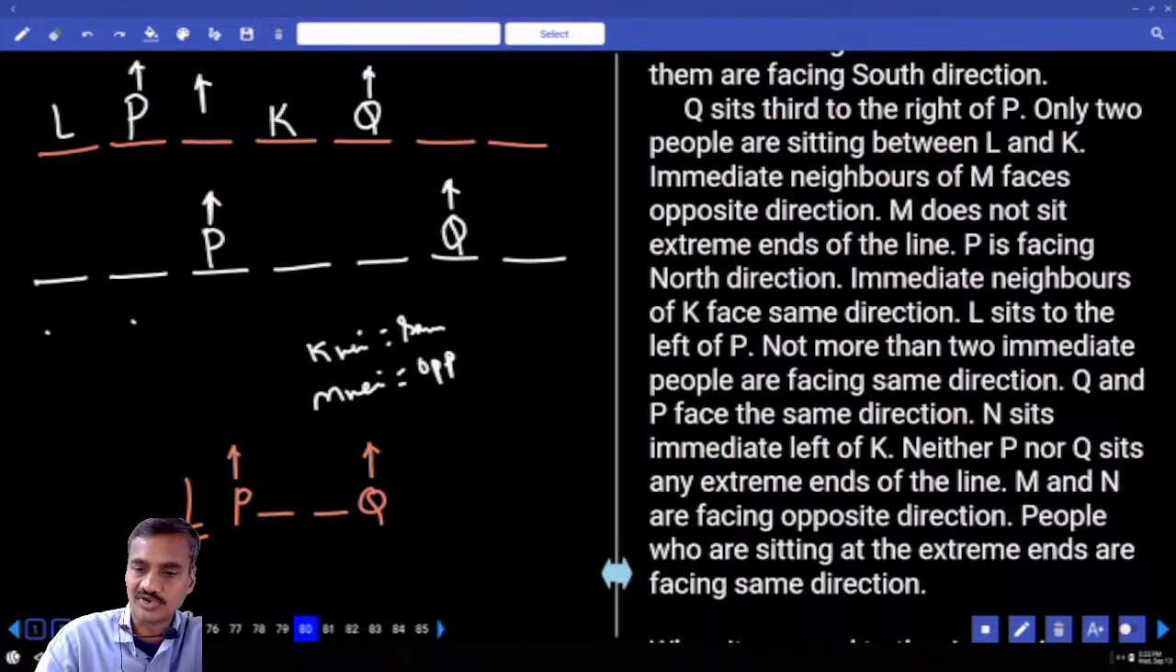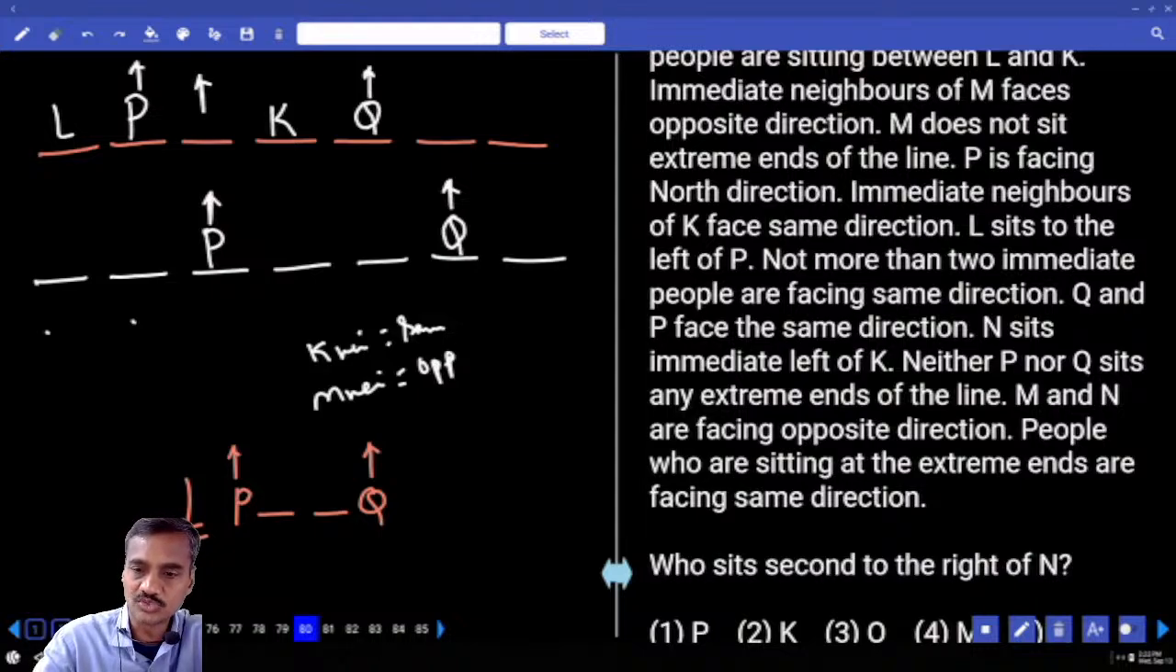L sits to the left of P, and not more than 2 immediate people are facing the same direction. These 2 persons must be south. And next one, as these 2 persons are south, Q and P are facing the same.